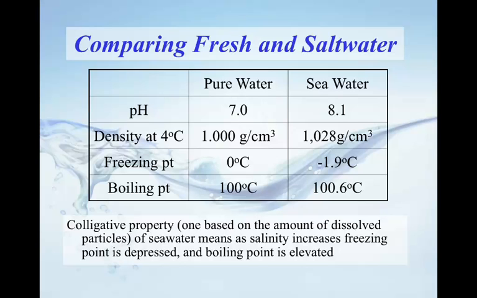And the same thing happens with boiling point. If you add salt to water, you actually raise the temperature slightly, 100.6 degrees. People utilize this when they make pasta. You salt the water for pasta. It makes the water boil at a slightly hotter temperature, which actually allows the pasta to cook slightly faster.